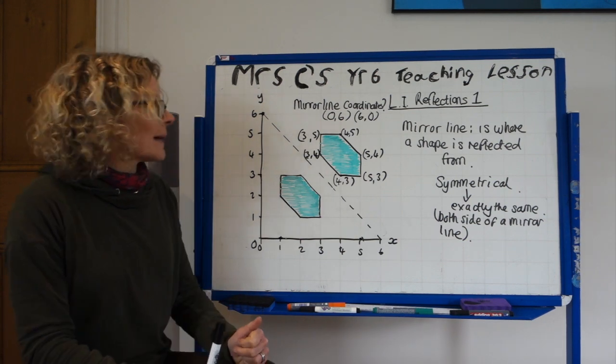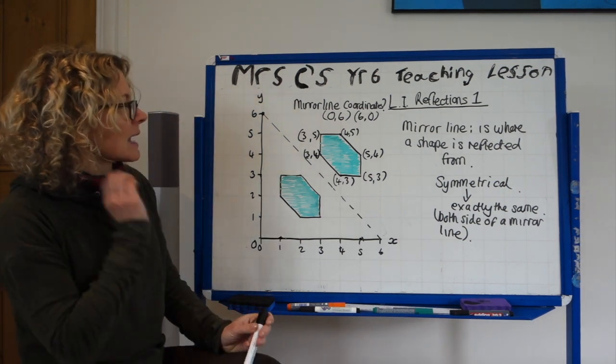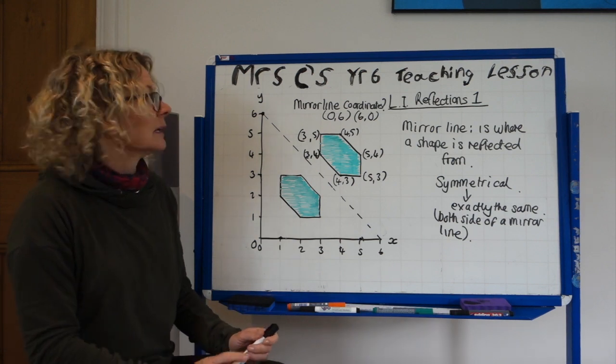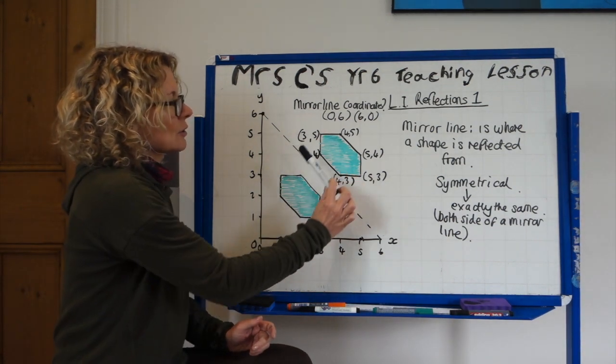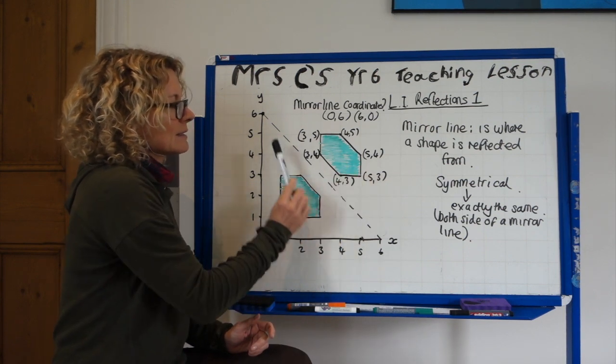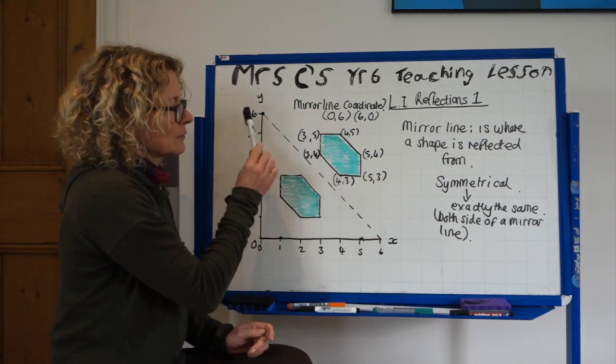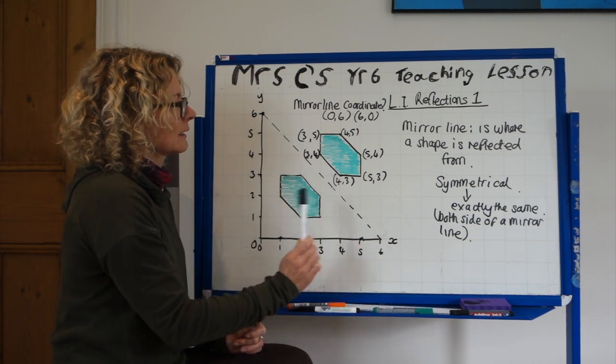Okay, right, so welcome back. How did you do? Did you get that hexagon reflected in the mirror line? Should have looked a little bit like this, you see? So you've got your butterfly there and 2 symmetrical patterns either side of that butterfly abdomen, that mirror line, okay?